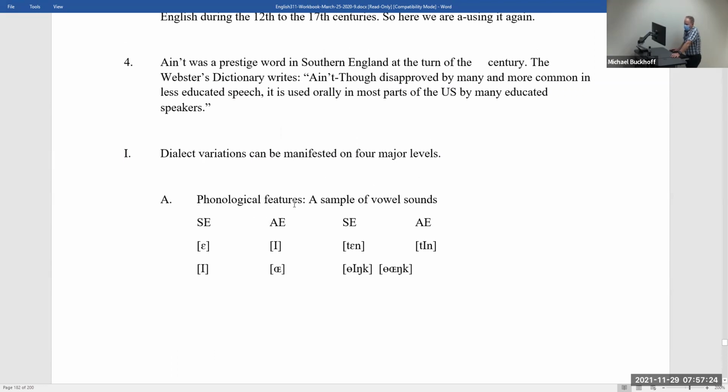So if you look at phonological, for example, a sample of vowel sounds, in standard English you have the epsilon E. It can shift to the capital I. So instead of saying ten, Appalachian English might say tin. There are ten cars out there in the back, something like that. Or you have the capital I, typically it'll shift to the ash, the short a. So think changes to thank. So there are some vowel sounds that kind of change in the dialect.